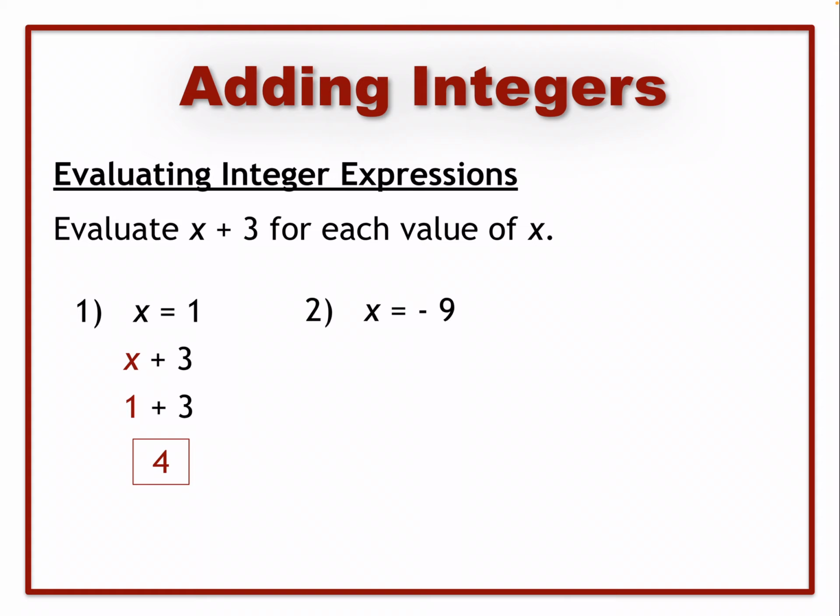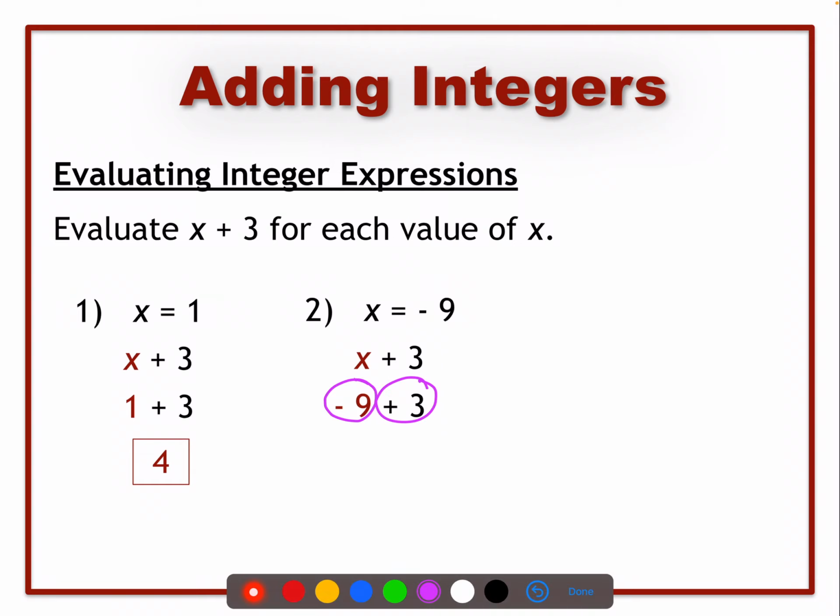Now for x equal to negative 9, again we write the expression. We substitute the value of x in the expression. That will be negative 9 plus 3, and then here, since we have different signs, these are negatives and these are positives, we compare. We make couples, and then of which one do I have more? Since 9 is greater than 3, you subtract and you keep the sign of the bigger one. So that will be negative 6.